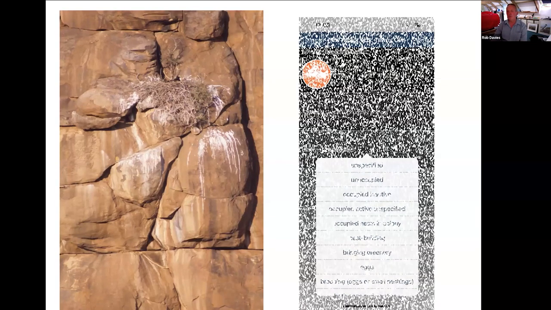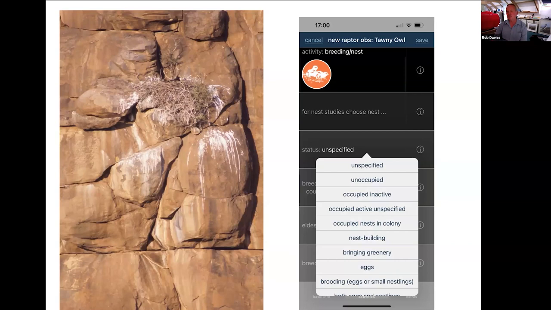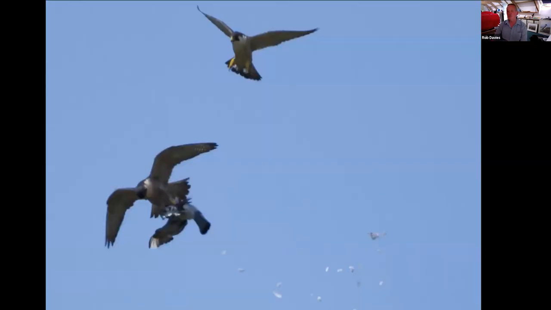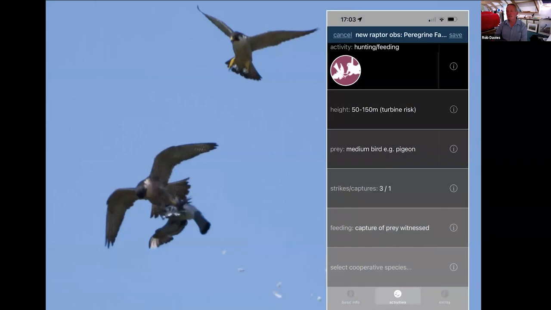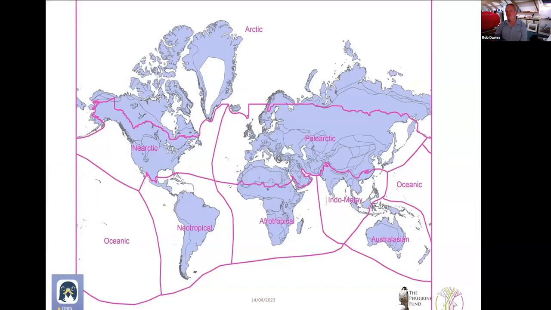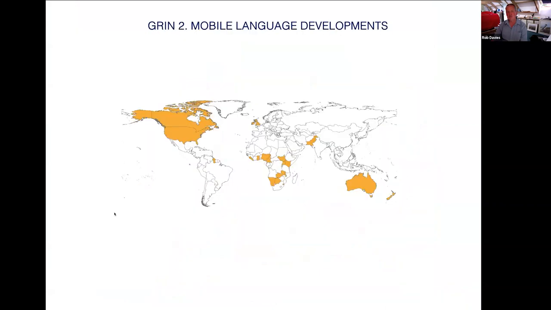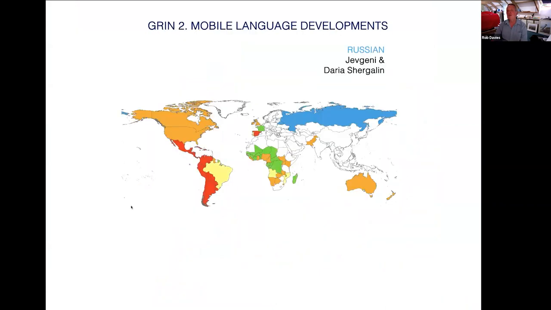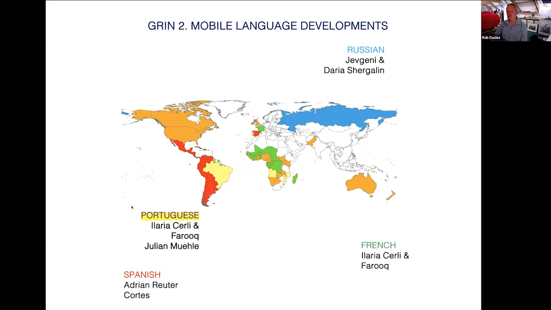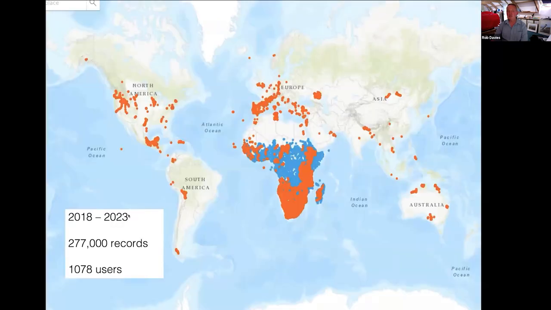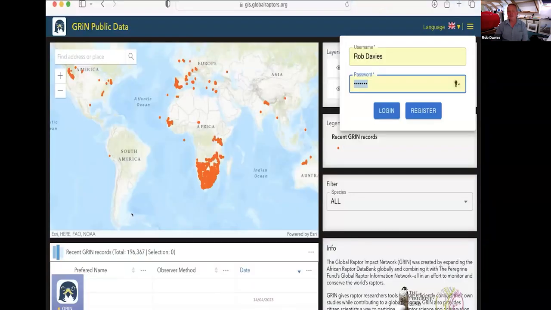We developed the app a bit more to record breeding productivity at nest sites and hunting behavior. So it's a little bit more slick now and it's gone global. We've got a global species list, down to subspecies level, so lots of resolution. And we've had it translated into 5 languages recently. The database has grown, the number of users has doubled, and it's just beginning to spread out. We're developing a Philippines language at the moment.